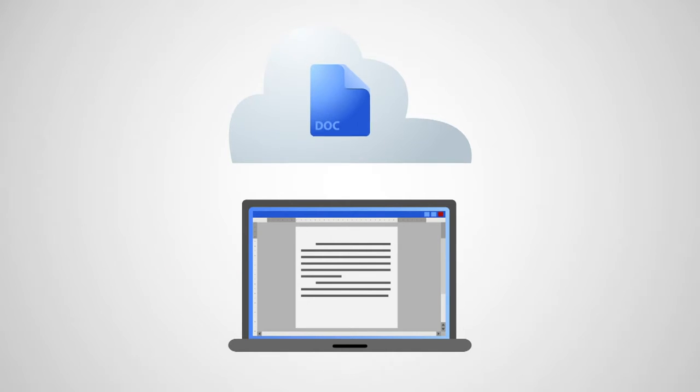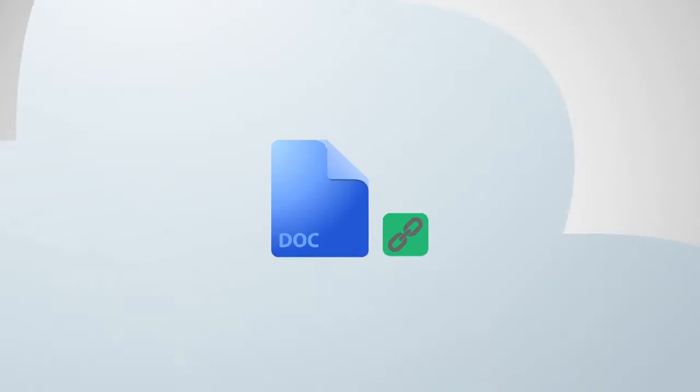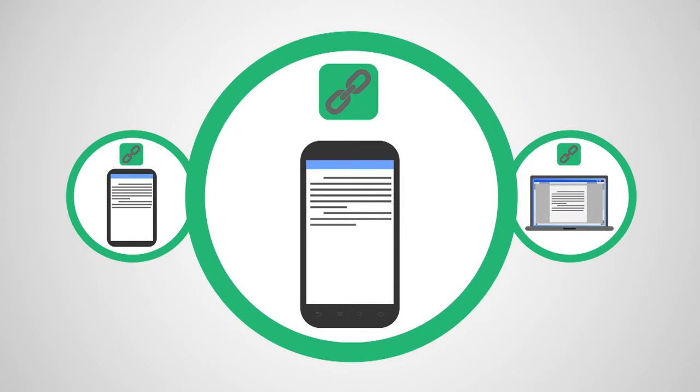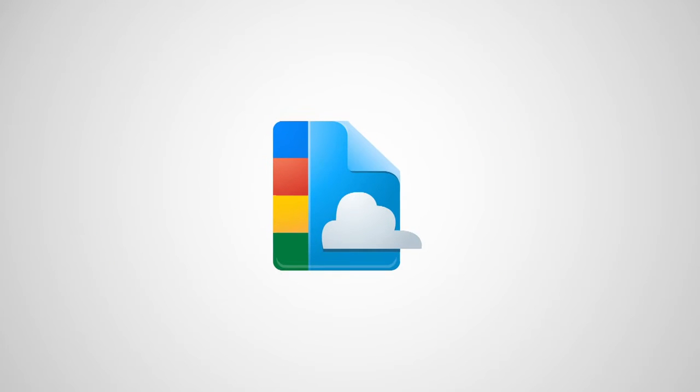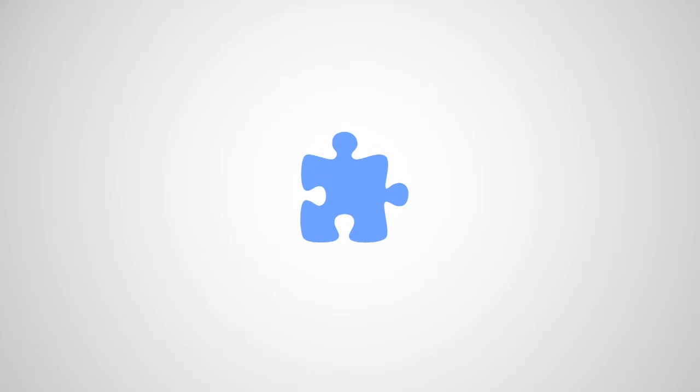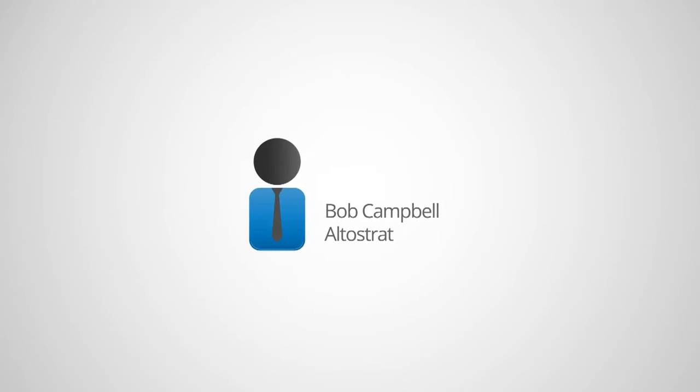Once synced, files are continuously backed up, given a unique web address so others you share with can access your file from anywhere, even mobile devices. Google Cloud Connect makes it easier to take advantage of Google Apps. All you need is a free plugin and a Google account.